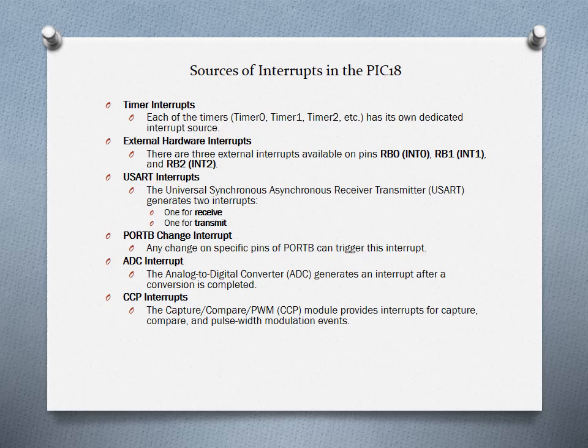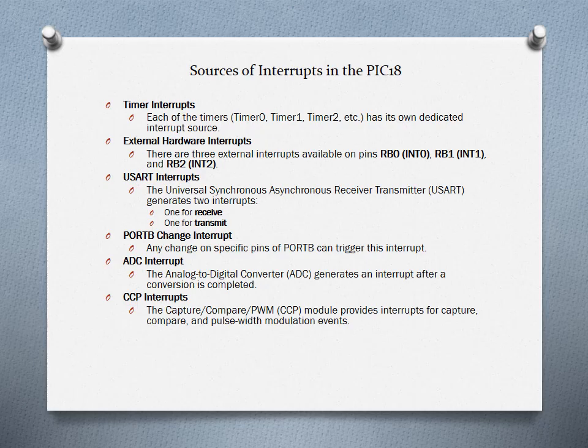Some of the sources of interrupts in the case of PIC 18 are timer interrupts. For example, if you consider you have 3 timers, timer 0, timer 1 and timer 2, whenever a timer overflows, an interrupt occurs. And you additionally have 3 external interrupts, namely INT0 at RB0, INT1 at RB1 and INT2 at RB2. That is, interrupt 0 will occur at the pin RB0, interrupt 1 at RB1 and interrupt 2 at the RB2 pin, which are port B pins.